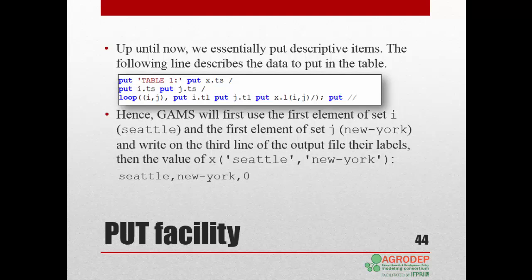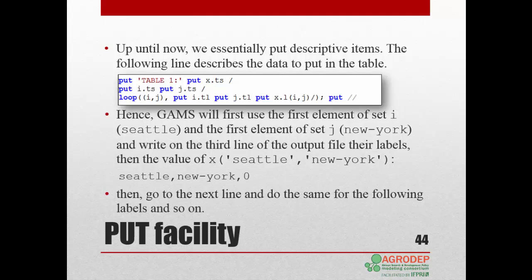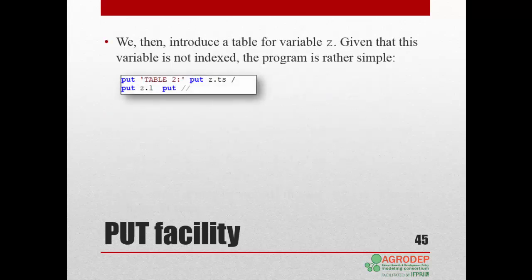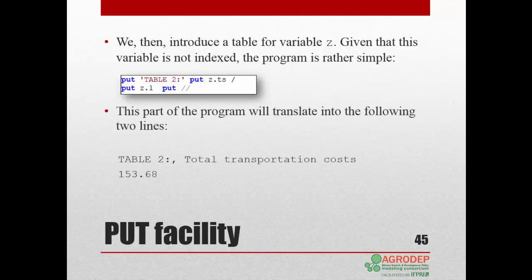So GAMS will first write the label of the first element of set i, Seattle, then the label of the first element of set j, New York, and finally the solution value of x, Seattle to New York, or 0. It will then skip to the next line. The process will continue for all the elements of x. Next, we write a table for variable z. Given that this variable is not indexed, the program is rather simple. This is what you will see in the output file.